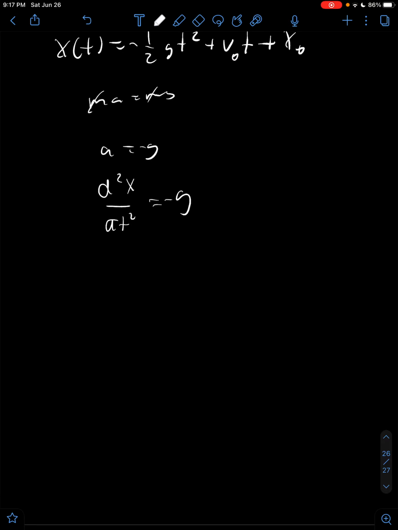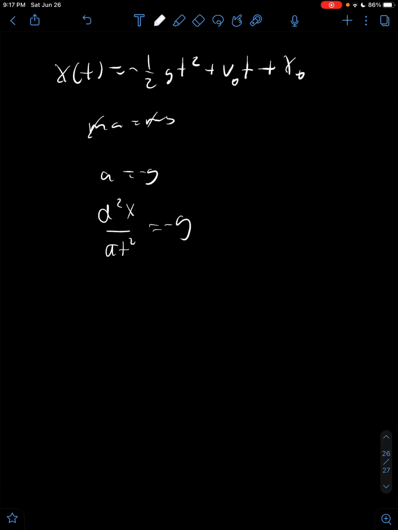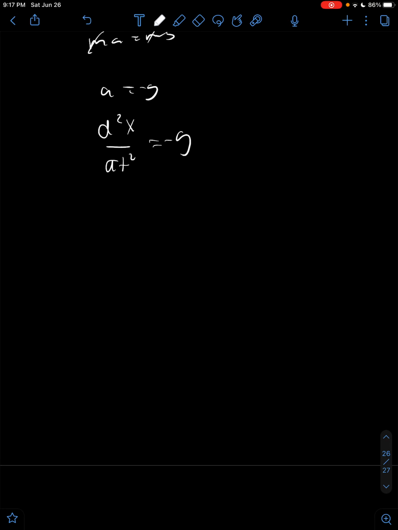Also, there's one more thing that I need to talk about: the action. Now, in classical mechanics and in all mechanics, there's this thing called the action, and the action is defined as the integral of the Lagrangian from t1 to t2. That's the definition of the action.